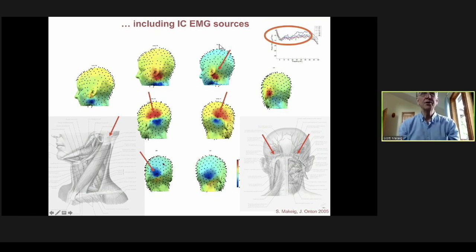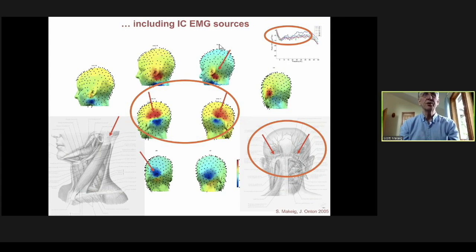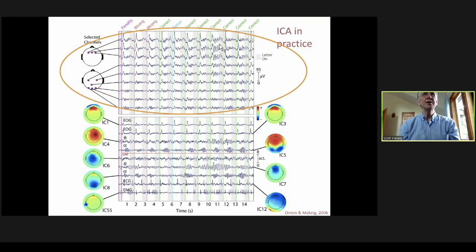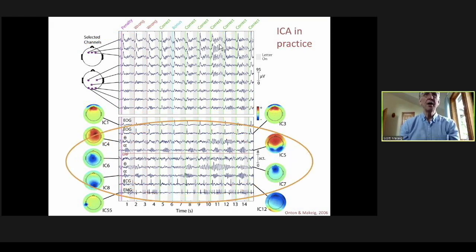So ICA separates out all these EMG contributions from distinct sources, just the way it does effective sources that come from the cortex. So here's an ICA example. Here's 15 seconds out of a half hour of recording from 100 channels. We show 9 channels here. And then here are 9 of the 100 independent component processes that ICA decomposition transforms the data into.